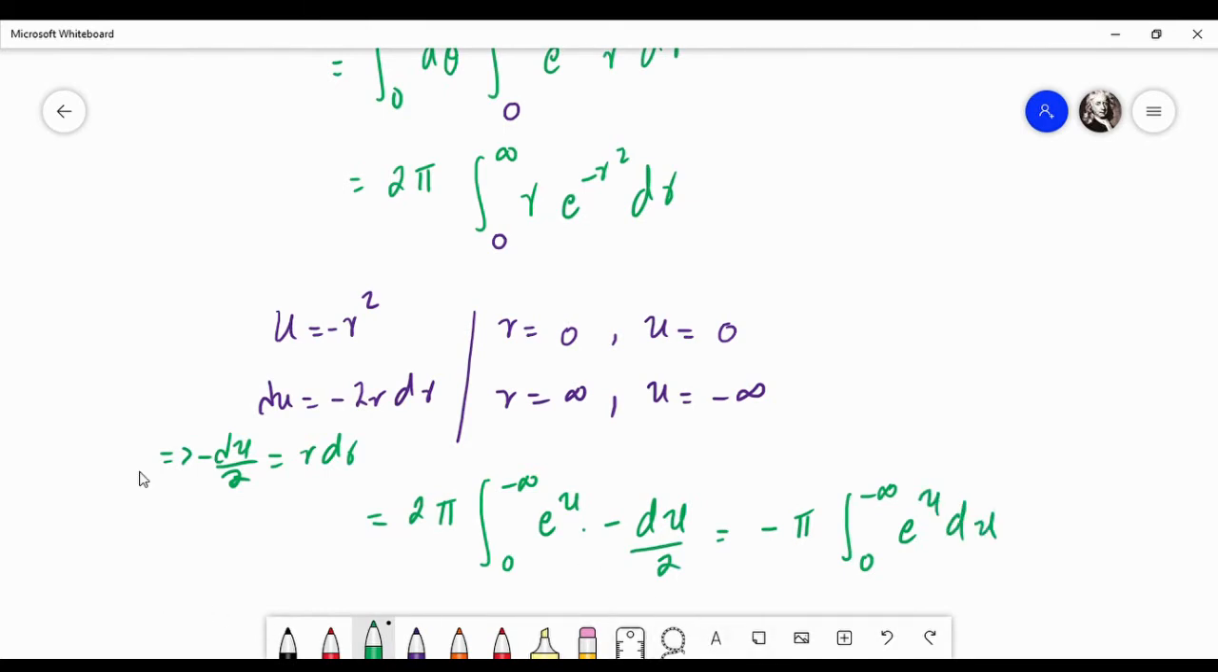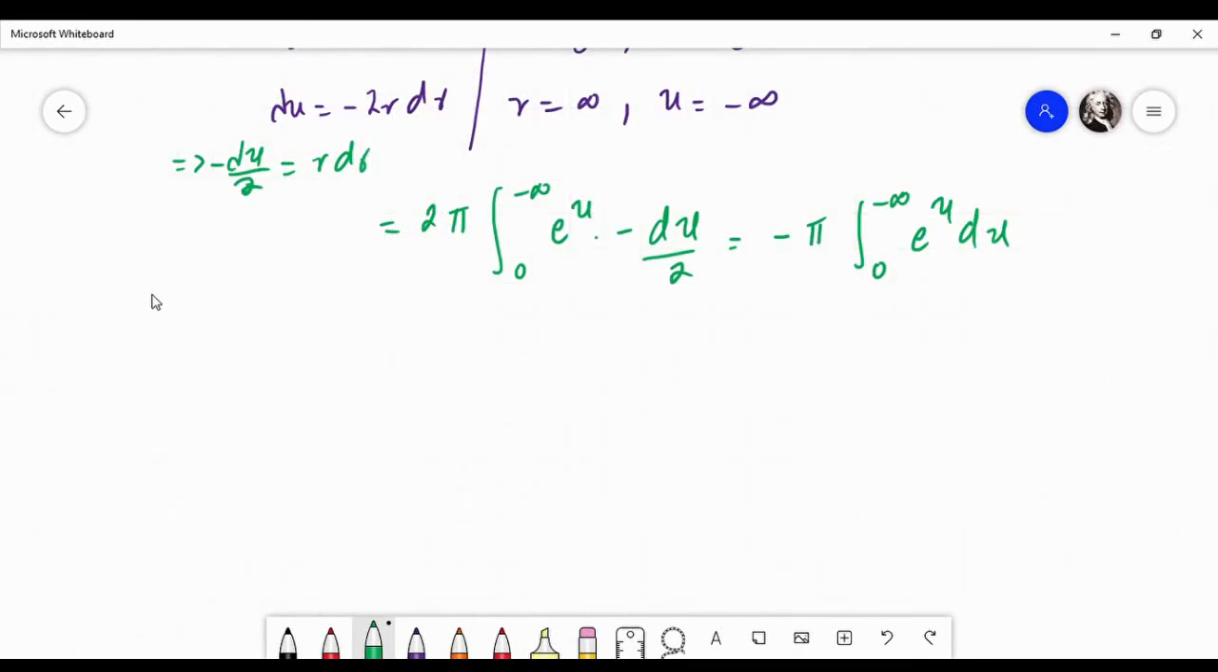Now we are almost at the end of the derivation here. So now what we can do is just integrate and then put the value. The integration is just pi times e to the u from 0 to minus infinity, which gives pi times (e to the minus infinity minus e to the 0). So e to the minus infinity is 0, and this just gives us pi, right?